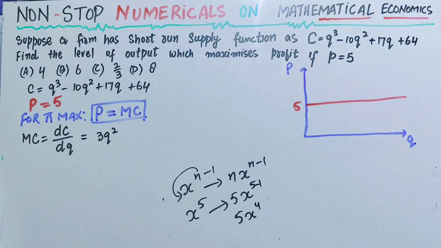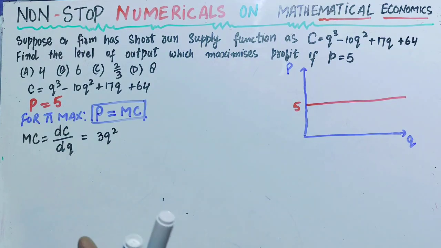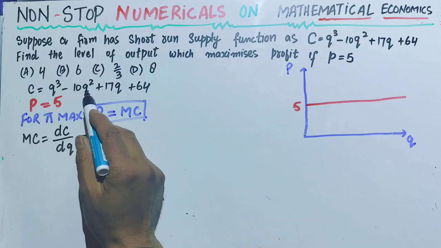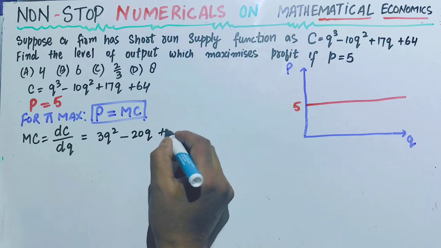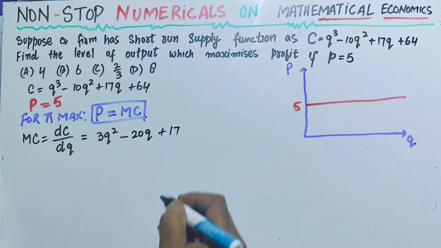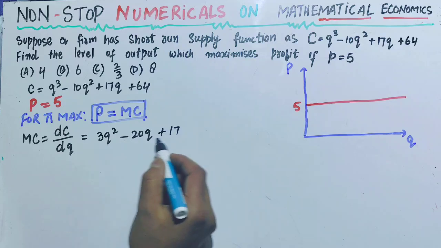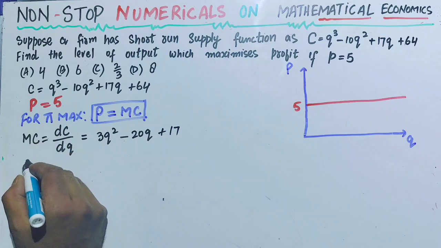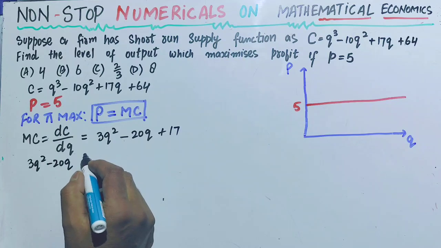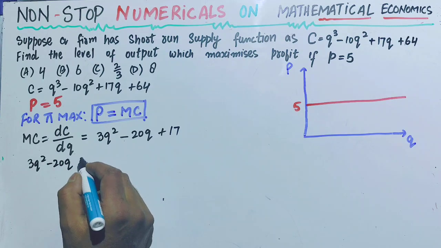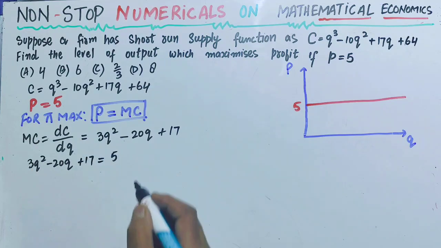Same thing I have done here. In the same fashion, the derivative of Q square is 2Q, so 2 into 10 is 20Q, plus derivative of Q is 1, so we are left with 17. So we equate price with the marginal cost. So this is our marginal cost, we equate it with the price, so we have 3Q square minus 20Q plus 17 equal to price, which is 5.